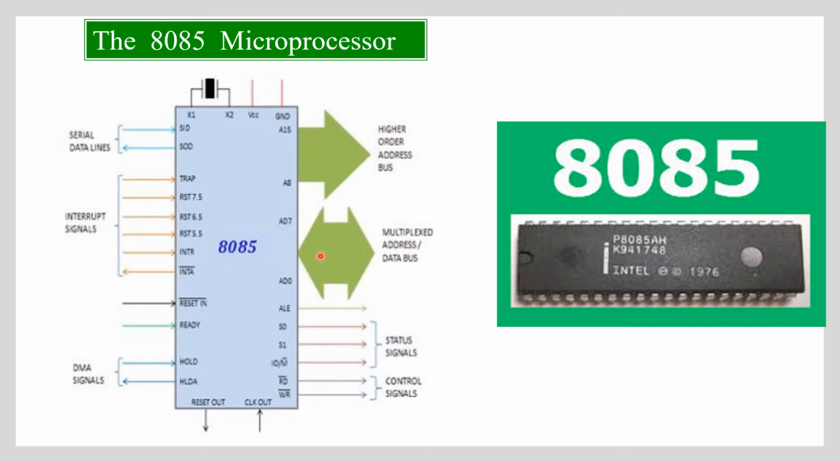So here we see a functional block diagram of 8085. Here we have seen the pins. Okay, so here are the serial data lines, interrupt signals, DMA signals, then the control signals, status signals. You see some arrows are going in and some are going out. And this is bidirectional, going both ways, in also or out also. Multiplexed address and data bus, higher order address bus. So this is a functional pin diagram of the 8085 microprocessor.